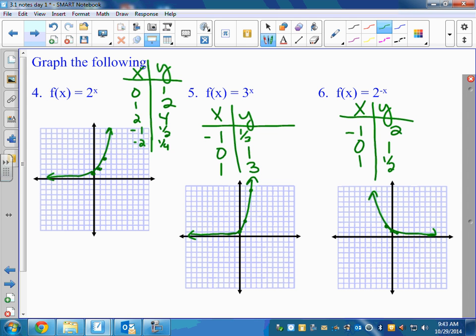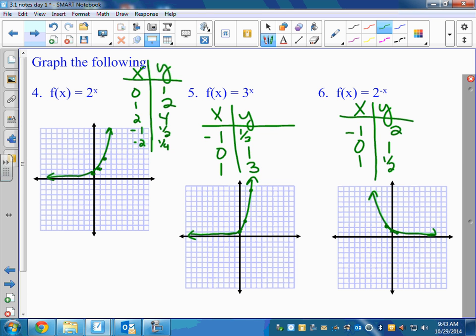The domain on these, can I pick whatever I want for x on these problems? Can x be a fraction? Can x be negative? Can x be positive? X can be anything. And if you look at this graph, think about it's going to include all negative x values and all positive x values are going to be used.